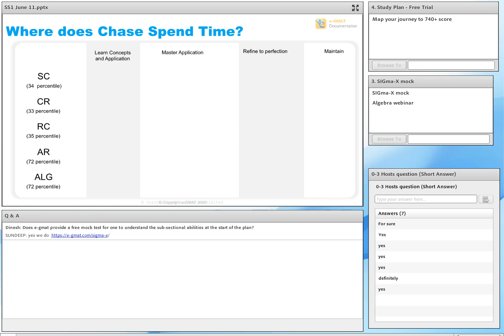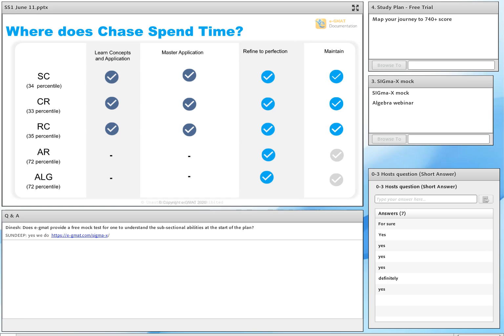Okay. Chase actually has a very different journey. He needs to do everything when it comes to verbal, but when it comes to quant, he only needs to worry about refining to perfection, which is why he only needs 1.5 weeks in quant, and why he needs 9 weeks in verbal, because he has this additional step over here. Okay, another thing that you would notice is his refining to perfection is not as dark as Abby's. Why? Because he's not aiming for that 97th percentile, he's aiming for 91st percentile, and hence doesn't need to spend as much time over there. Okay.